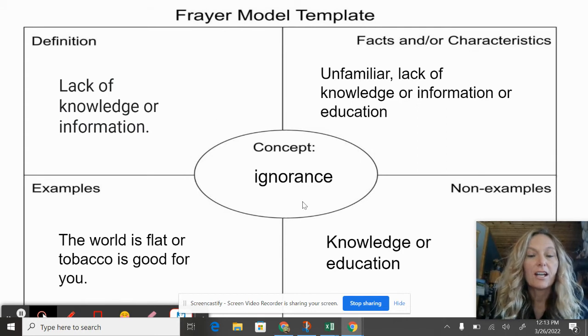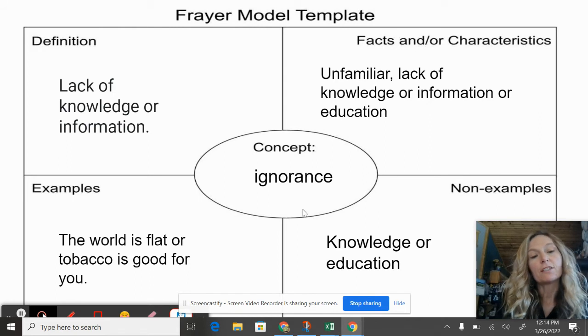In defining the word or the concept ignorance, you would start with the definition, which would be lack of knowledge or information. Look at facts or characteristics. So some things that are definitely, if we said this is ignorance, it might be a lack of knowledge or information or education. It might be a little different in each instance, but we would look at facts or characteristics.